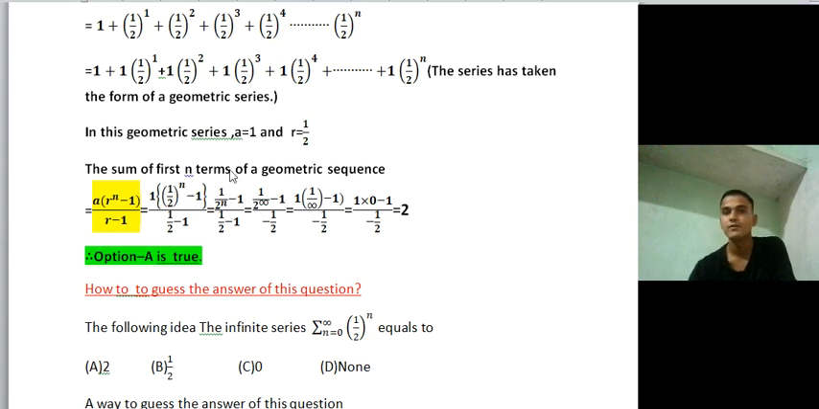Okay, so 1 into 1 by 2 to the power n minus 1 whole divided by 1 by 2 minus 1. Here r is equal to 1 by 2, so r to the power n is 1 by 2 to the power n. So 1 has been multiplied there, and this into 1 is equal to this. Okay, so this is 1 by 2 to the power n minus 1 divided by 1 by 2 minus 1.